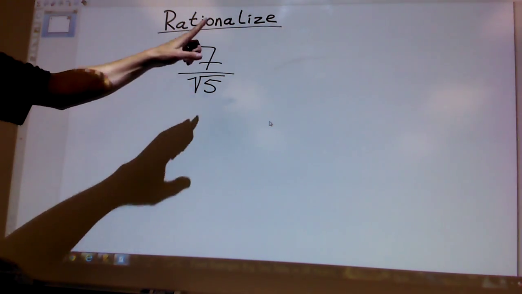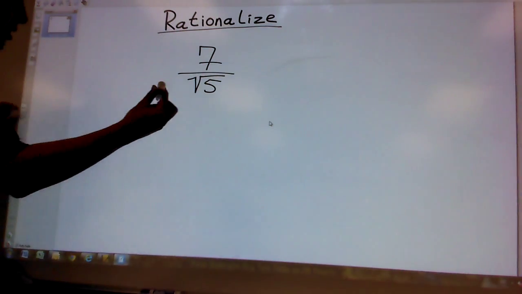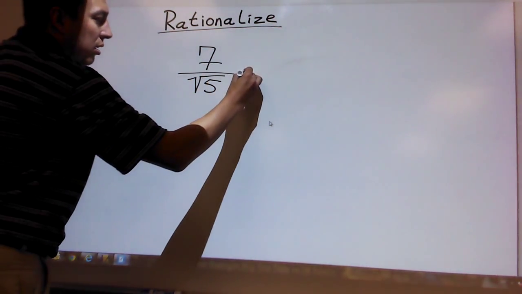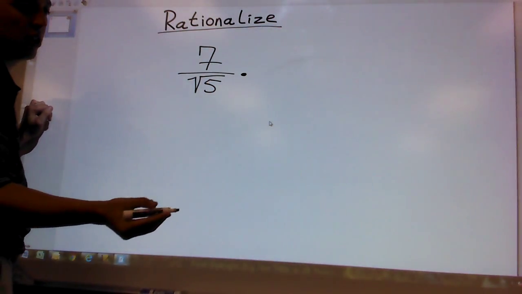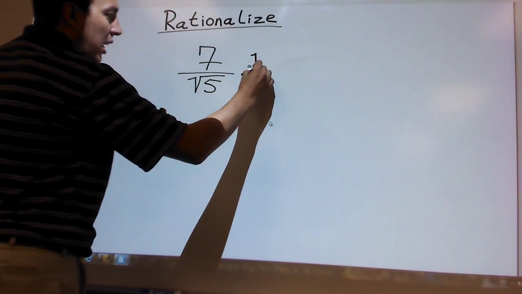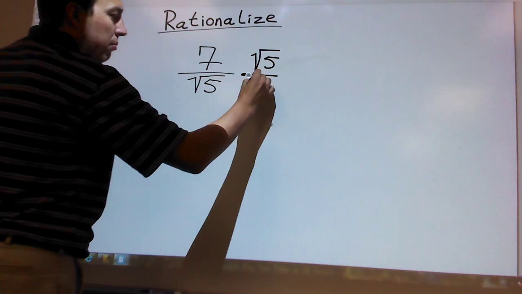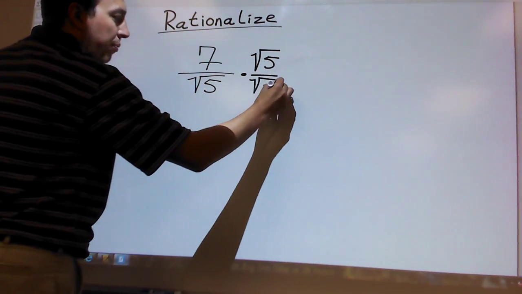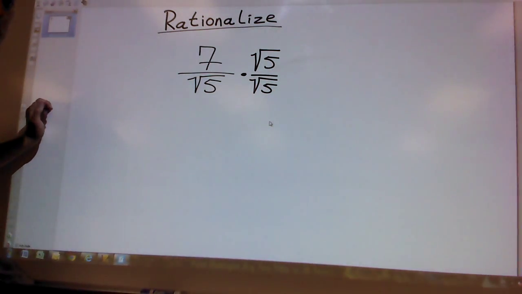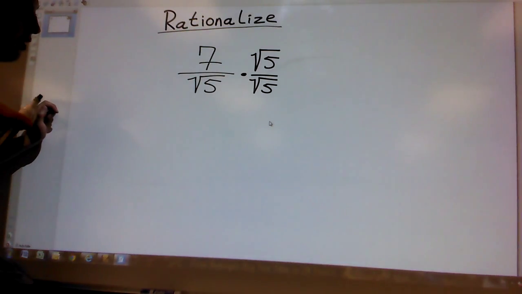I don't simply erase it. That's what some people think. I multiply by a funny looking 1. I multiply the top by the square root of 5, and I multiply the bottom by the square root of 5. I'm really just multiplying by 1, not that you care.